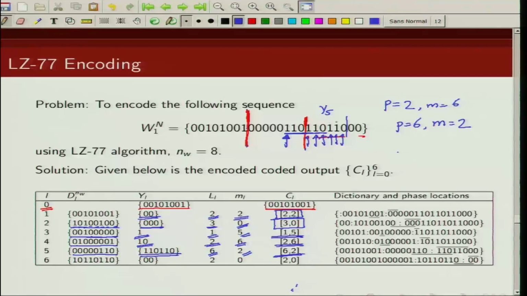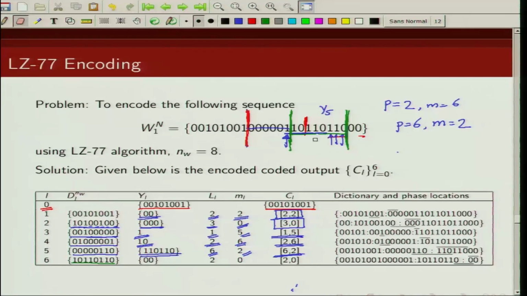Now I need to add these 6 symbols to my dictionary, and I'll remove the oldest 6. So I'll remove this, this, this, this, this. So my new dictionary is now this. This is my new dictionary. And you can check my dictionary: 1011 0110 1011 0110. Okay, I again look for the maximum match.